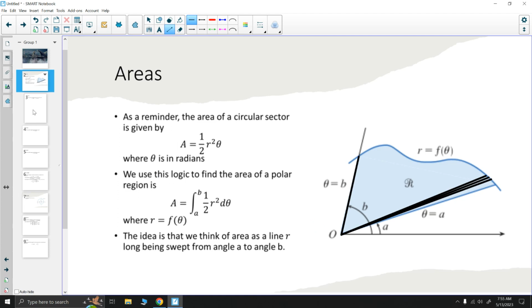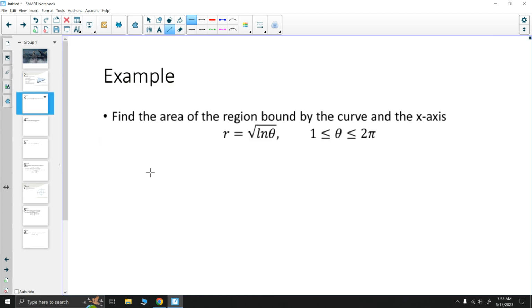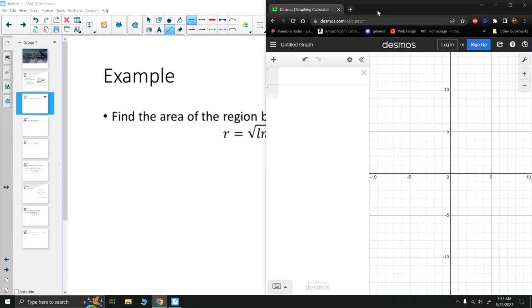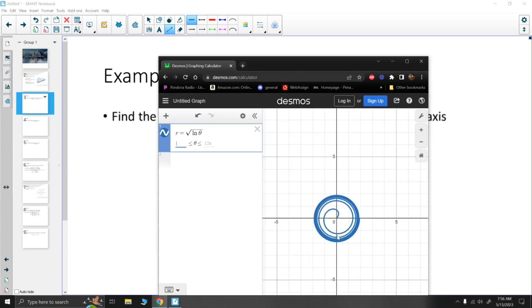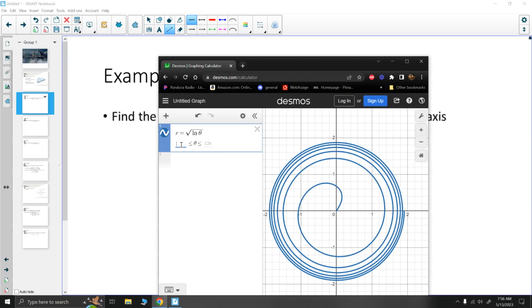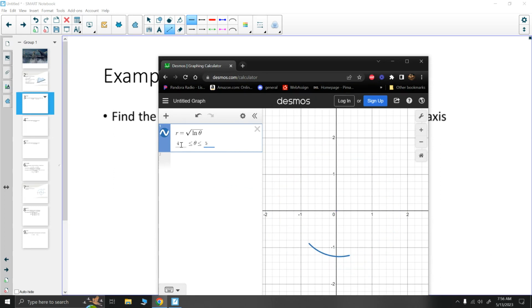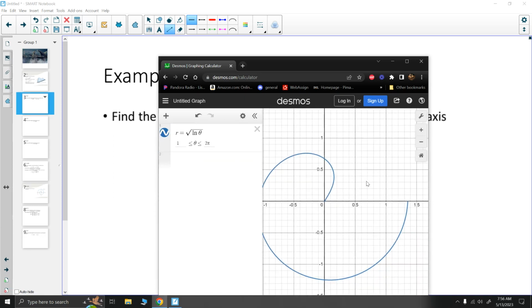Okay, so let's start with an example. Find the area of the region bounded by the curve and the x-axis. So we have r equals the square root of ln theta, and we go from 1 to 2 pi. So let's go ahead and graph this thing. So r equals the square root of ln theta, and we're going to take this from 1 to 2 pi. There we go. So we're dealing with this thing.